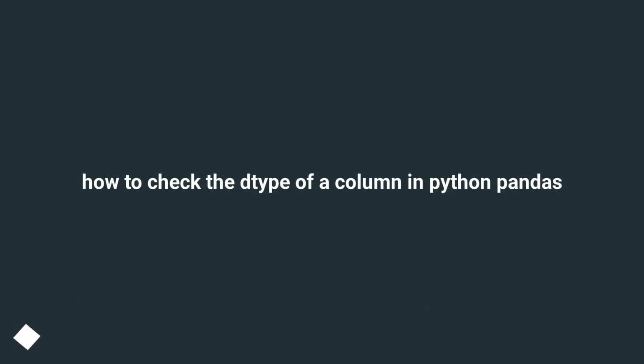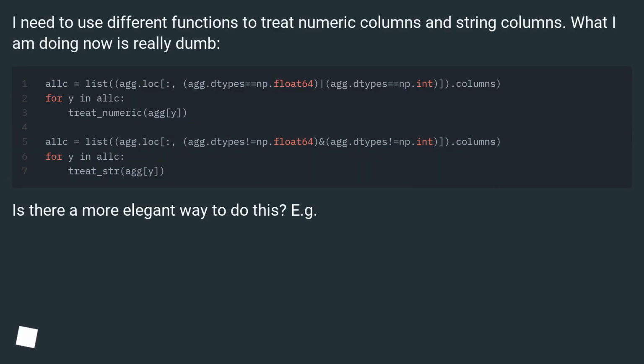How to check the type of a column in Python pandas. I need to use different functions to treat numeric columns and string columns. What I am doing now is really dumb. Is there a more elegant way to do this?